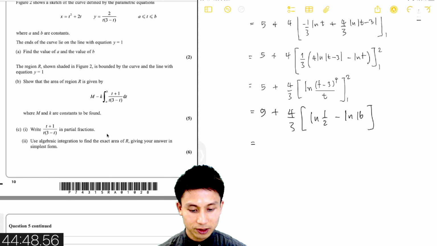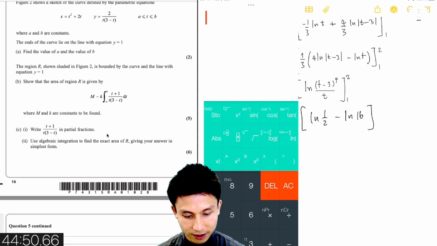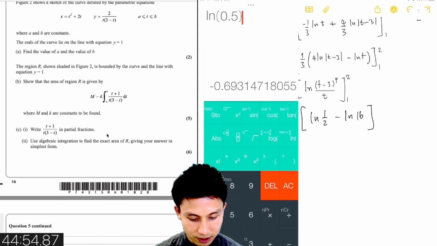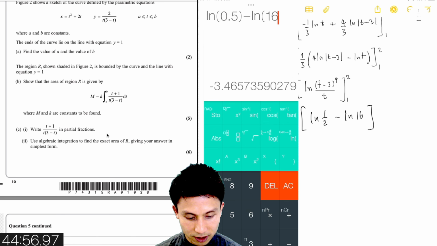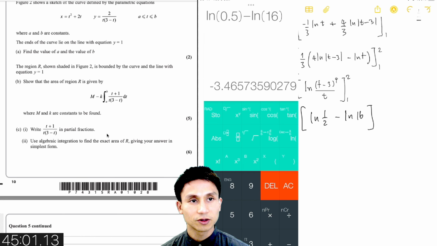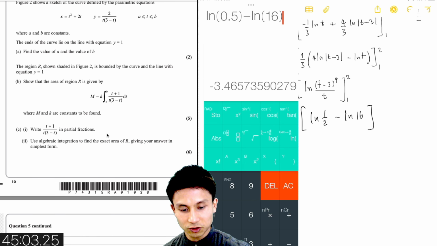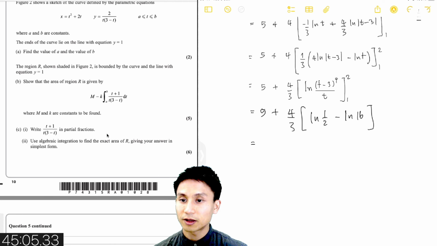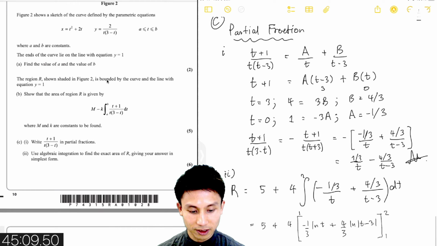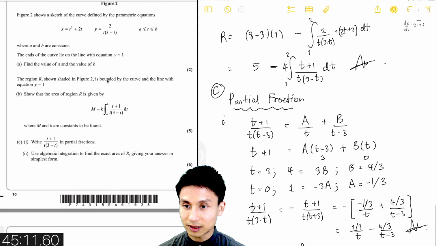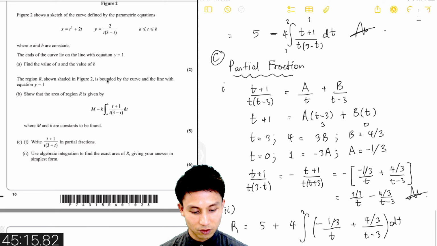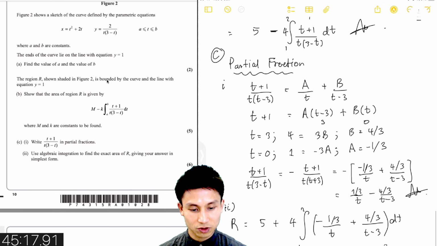Okay, let's do ln half. What is ln half? Minus ln 16. That is a minus. It's a negative value. It means I'm in trouble. I should get a positive value. Okay, let's have a look at all the things again, see if I made any sign error there. Okay, so because I'm taking the minus sign out.